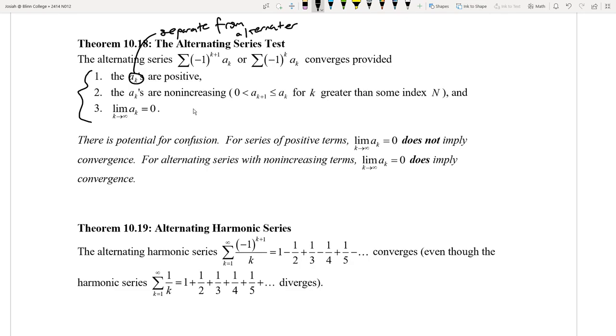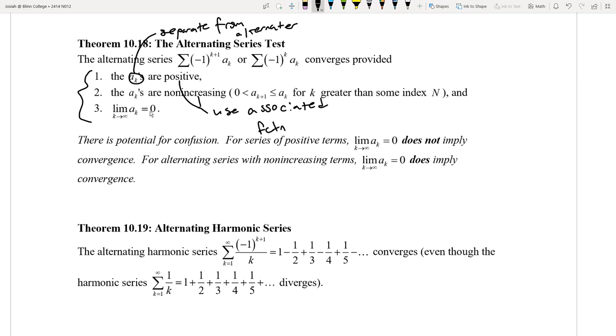Positive and non-increasing. We've seen this before in our integral test. So we're going to use the associated function. So we're going to make some function and show that it's positive and non-increasing. Right, remember non-increasing, it works if it is decreasing or constant. Either of those will work. And then lastly, the limit as k tends to infinity of the a sub k's equals 0.